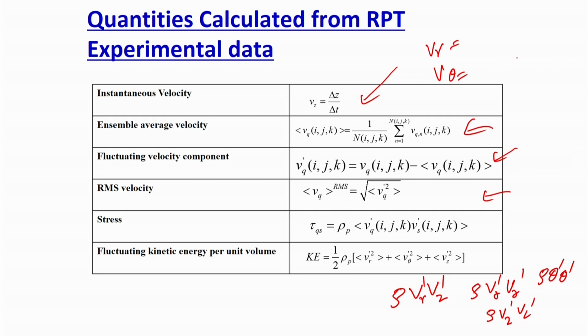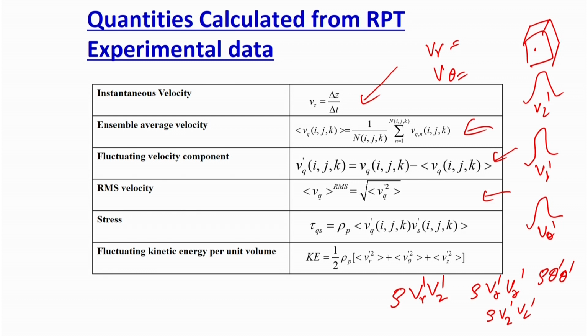Suppose the particle is coming 100 times in each cell, what will happen? You will see 100 instantaneous velocities, you will get the mean velocity, you subtract it, and you will get the PDF of these fluctuation velocities. For each velocity, Vr, V theta, Vz, you will get the PDF for Vz prime, the PDF for Vr prime, and the PDF for V theta prime. So, you will get the PDF of fluctuation velocity for all the 3 velocity components.